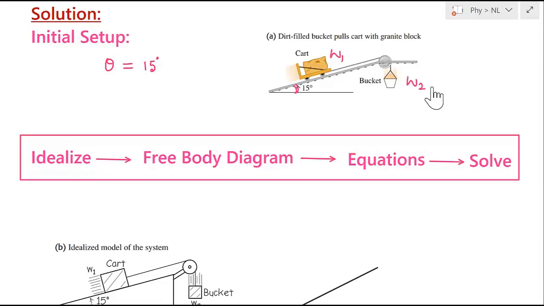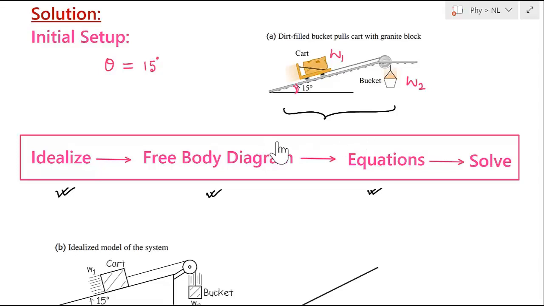So the idea to solve this problem is, first, we have to idealize. This is my system and I have to make some idealization. Then I will draw the free body diagrams. We will draw one free body diagram for the cart, that is the block plus cart system, and another for the bucket, that is W2. Then we will write equations, and once we have them, we can solve to find the relation between W1 and W2.